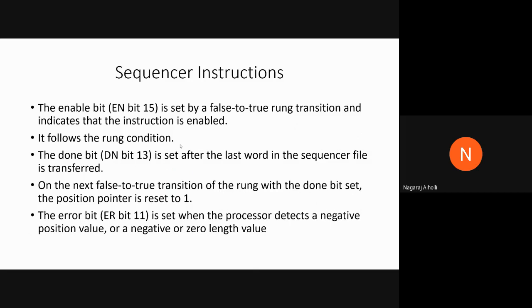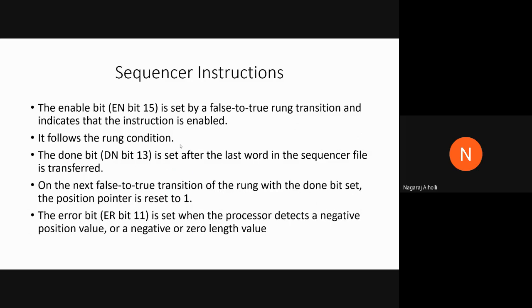Then once the sequencer instruction is executed, the done bit will be set. The done bit will be set once the sequencer instruction completes its execution. On the next false to true transition of the rung, when the done bit is set, the position pointer is reset to 1, which indicates that the first position data is being moved from source to destination.